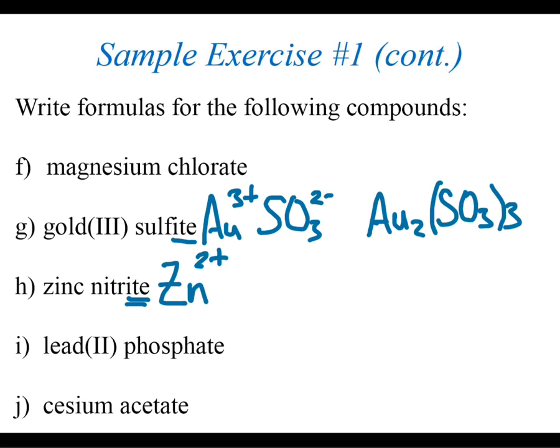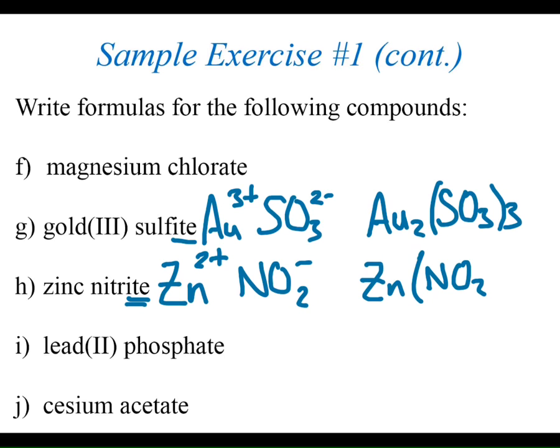Nitrite again. Ite means lost an oxygen. So, think back. What's nitrate? NO3 negative. So nitrite is NO2 negative. So I got a 2 plus and a 1 negative. How do I make those balance out? Zn, parentheses, NO2. Awesome. So I have 2 of the negative nitrites.